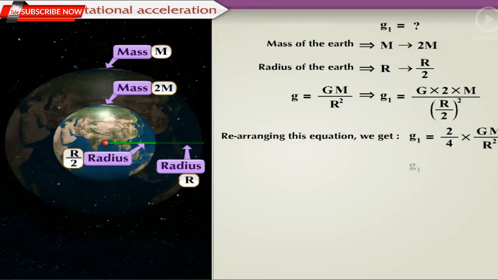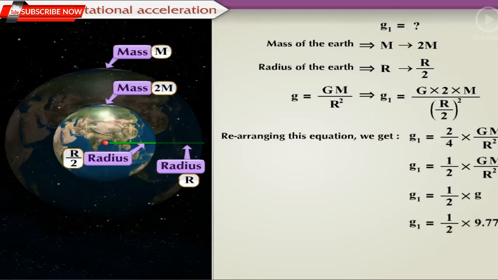Therefore, g1 is equal to 1 divided by 2 into capital G into capital M upon capital R square. Therefore, g1 is equal to 1 divided by 2 into g. Therefore, g1 is equal to 1 divided by 2 into 9.77. Therefore, g1 is equal to 4.885 meter per second square.